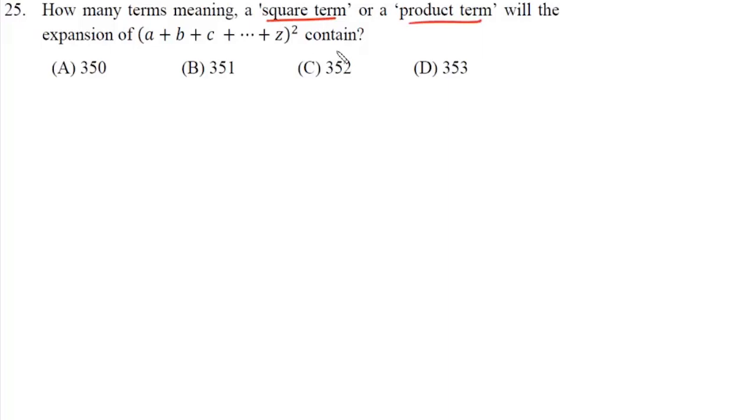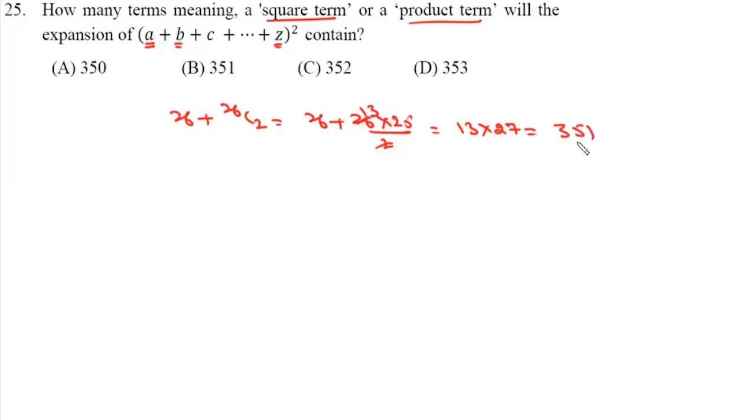Now question number 25 is how many terms, meaning a square term or a product term, will be in the expansion of this series. Now we have square terms for each of these 26 alphabets, so it will be 26 plus. Now for product terms, we'll have 2 at a time, and the number of products will be 26C2. So there will be 26 plus 26 into 25 divided by 2. So it will be 13 into 27, which is 351, and that's your option B.